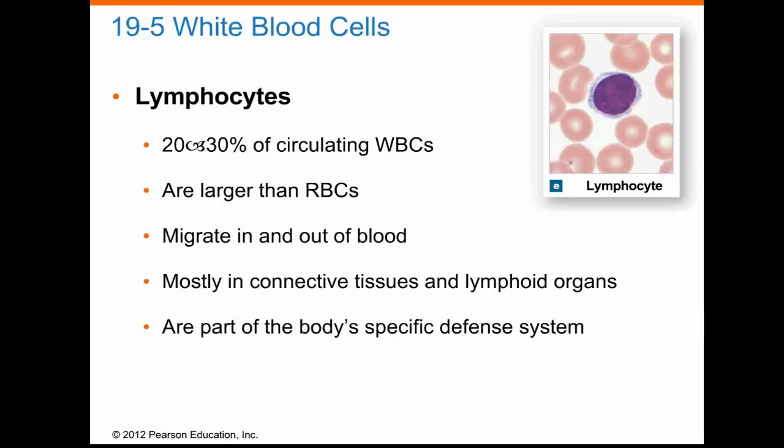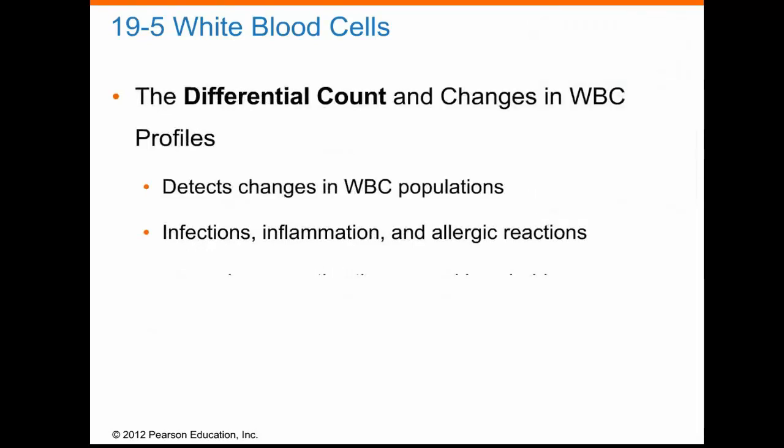Lymphocytes account for 20 to 30% of the circulating white blood cells. They're larger than red blood cells and they can migrate in and out of the blood, and they live in the lymph. They mostly live in the connective tissues and the lymphoid organs, and they're part of the body's specific defense system.